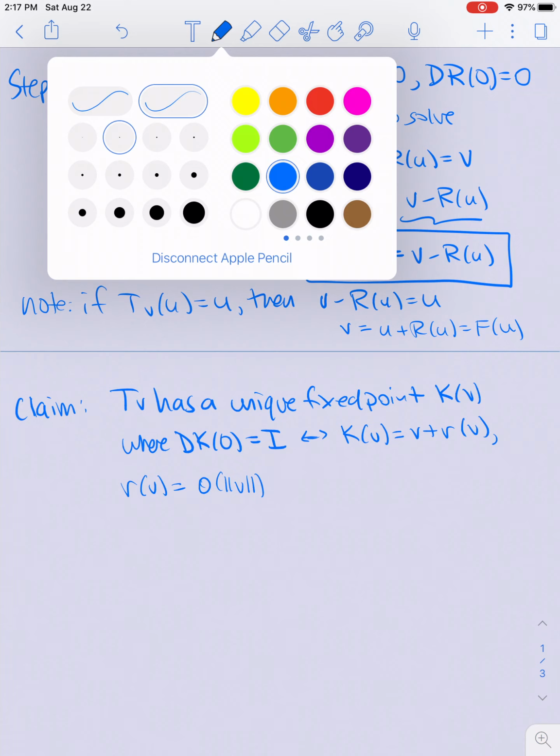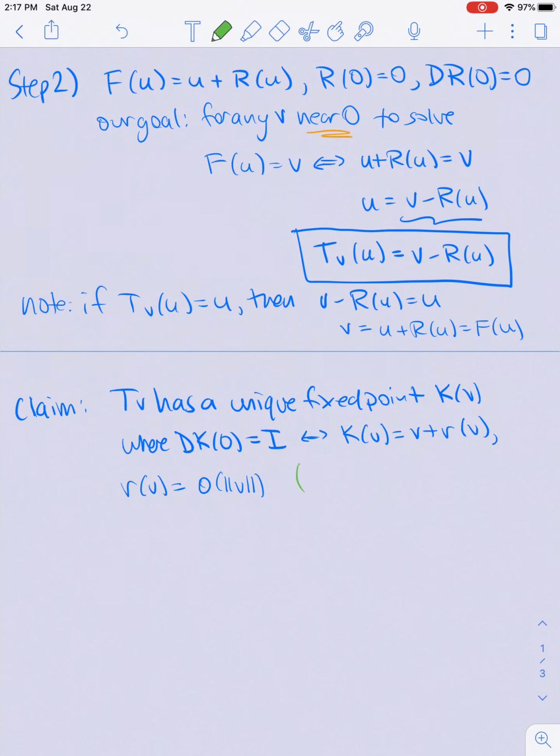So if you haven't seen little o notation, just know that we say that two functions, f is little o of g, if the limit as x approaches 0 of f of x over g of x is equal to 0. You can set this up for any limit approaching any number, but essentially this tells you that k of v is very close to v, except for maybe some small error that disappears as v gets really small.